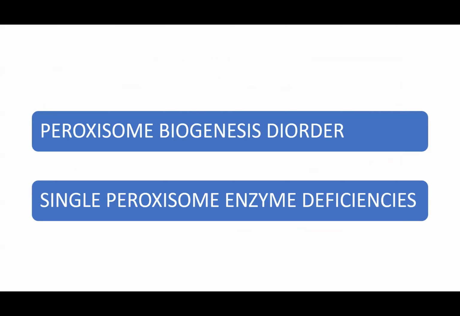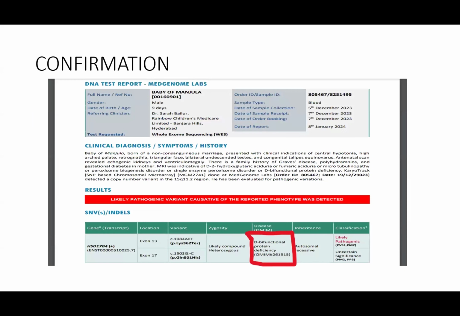So as I said, in peroxisomal disorders, there are two types. The first one is peroxisome biogenesis disorder, in which comes the Zellweger syndrome. And the second one is single peroxisome enzyme deficiencies. Next slide. So for confirmation, genetic testing was done. It came out as, next slide, please.